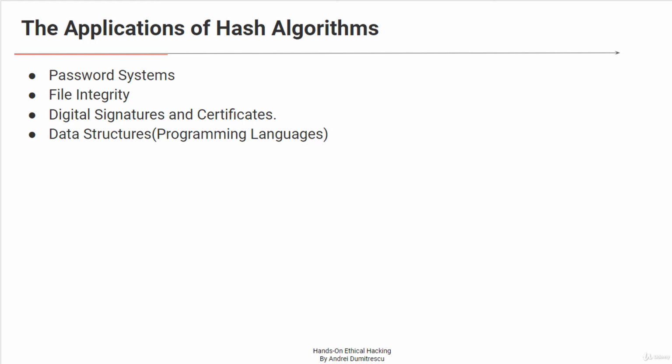The last application of hashes I'm going to talk about in this lecture is related to data structures of programming languages. Python dictionaries and sets or Go maps are implemented as hash tables. We won't go deeper into it now. You should only know that they provide constant time lookup and insertion time on average.